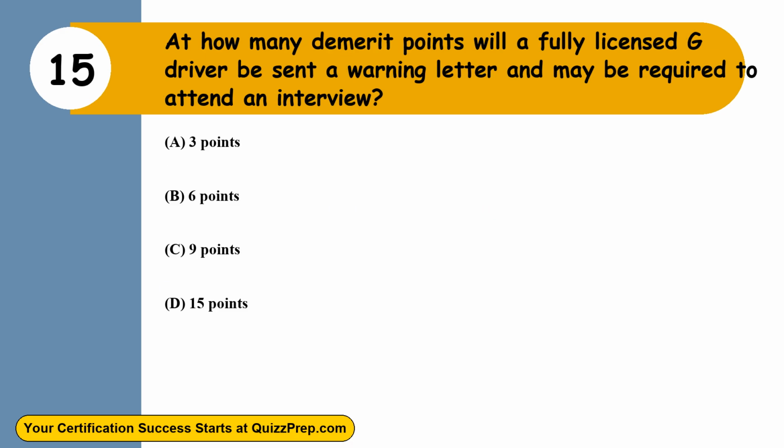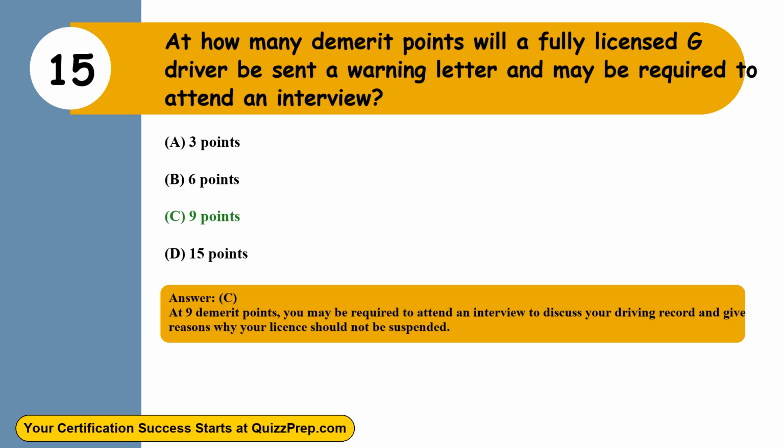Question 15. At how many demerit points will a fully licensed G driver be sent a warning letter and may be required to attend an interview? Option A. 3 points. Option B. 6 points. Option C. 9 points. Option D. 15 points. The correct answer is option C. 9 points. At 9 demerit points, you may be required to attend an interview to discuss your driving record and give reasons why your license should not be suspended.